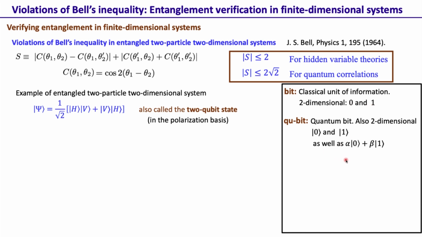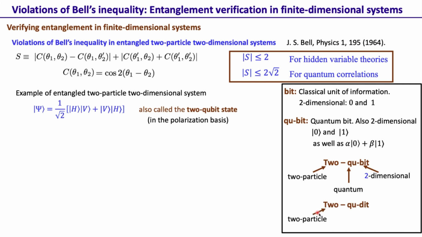But in quantum, when we say a qubit, we mean 0 or 1 or any superposition of these 0 or 1, that means a 2-dimensional state space. When we say 2 qubit, we mean that we have 2 different particles. Q of course is for quantum, bit is for 2-dimensional. When we say 2 qudit, again 2 is for 2 particle, q is quantum, and d means a d-dimensional system.